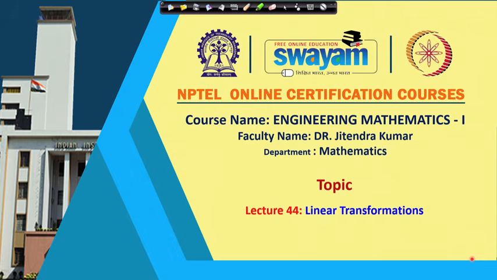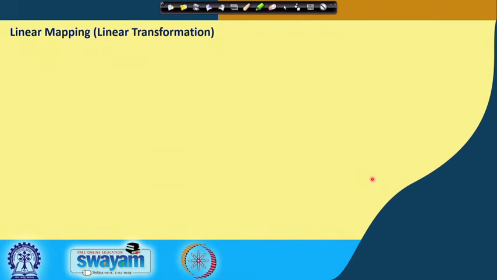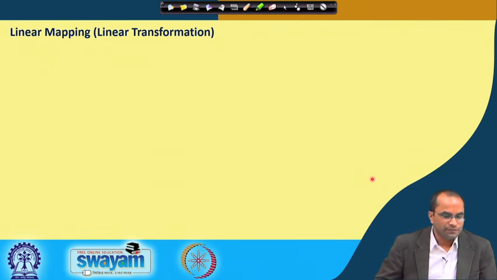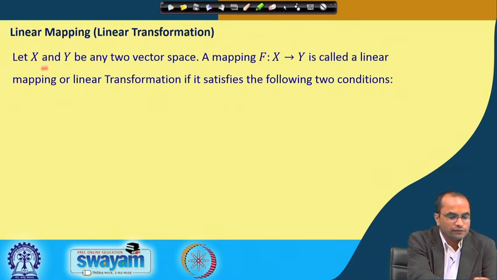Welcome back, and this is lecture number 44, and we will be talking about linear transformations, and in particular we will also talk about the rank and nullity theorem for these linear transformations and also the kernel and image of linear transformations. So, let me start with what is a linear mapping or linear transformation. So, here we talk about these two vector spaces.